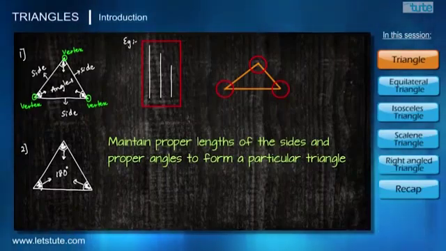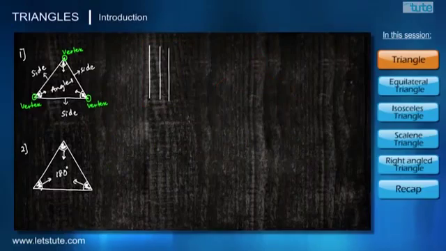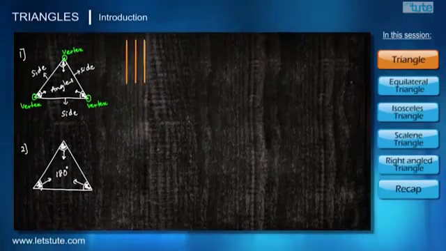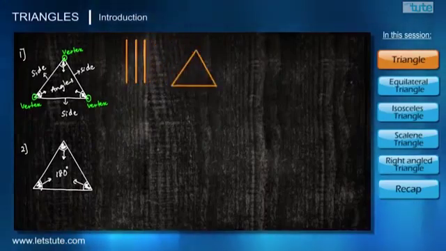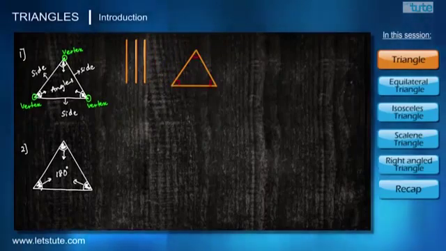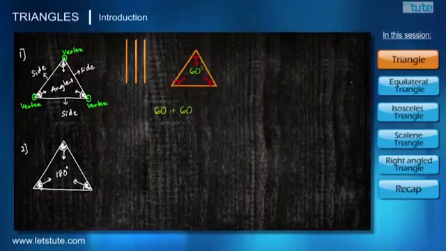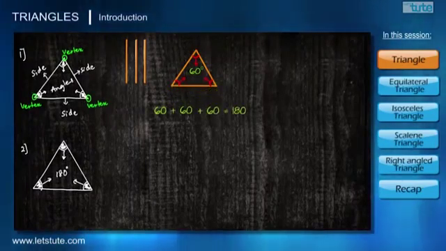This time, let me take three equal line segments and try to form a triangle out of them. When these three equal line segments come together to form a triangle, they have to make three equal angles. Then only a triangle is possible. When it forms a triangle with three equal angles, each angle has to be 60 degrees because the addition of the three angles of a triangle is always 180 degrees.